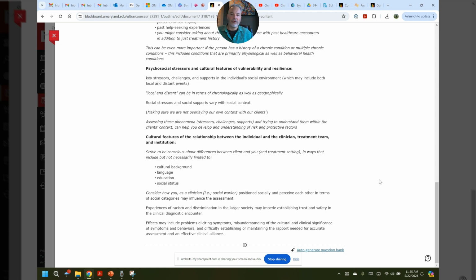Psychosocial stressors and cultural vulnerability and resistance. I didn't really add anything; I just pulled out what I thought were the highlights there. Obviously, we're human beings, so we are going to overlay to some extent our own context with our clients. That's just a human thing. So we just need to be aware of it and make sure we're navigating that effectively. Okay.